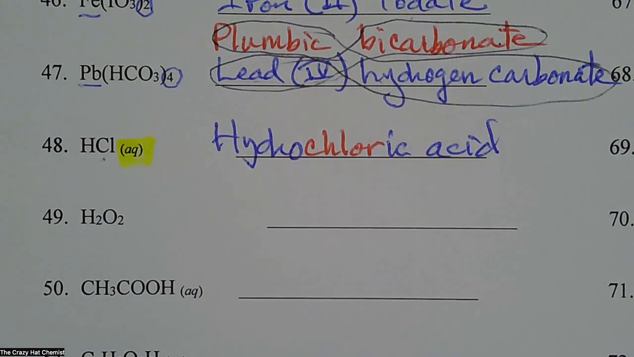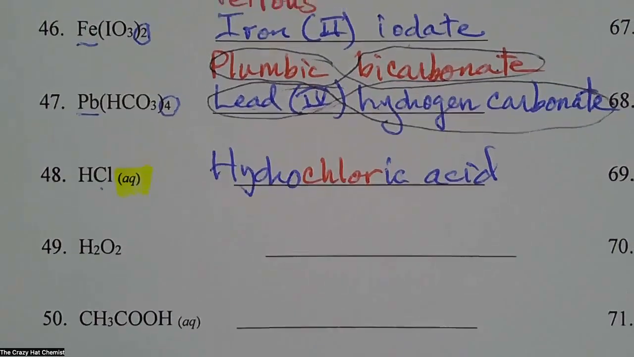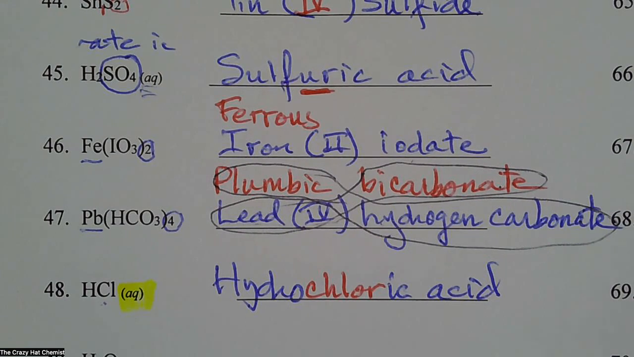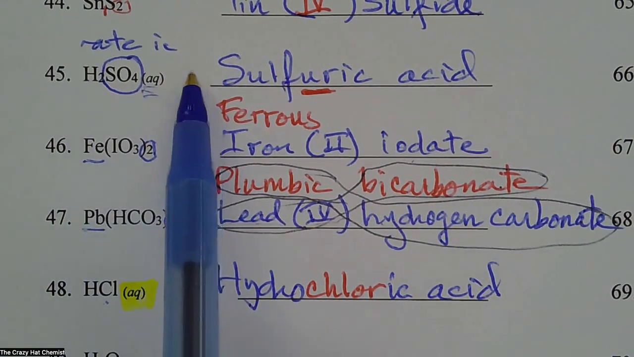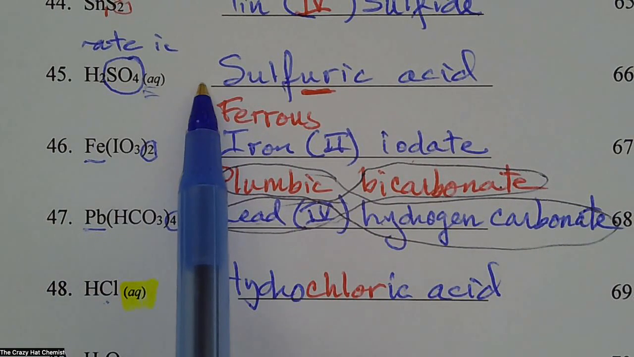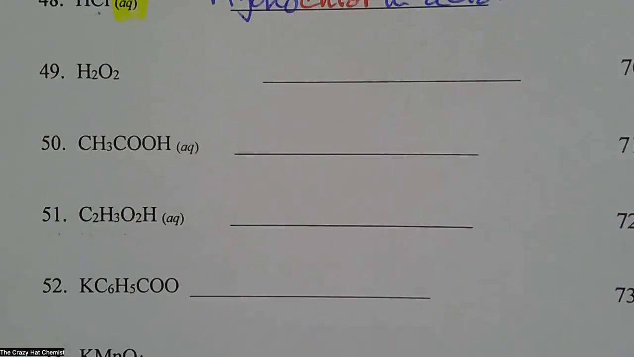So hydrochloric acid. And I want you to go back and look at number 26 and see that number 26 also has hydro root word ic acid. And I want you to look, and I'm going to pull this back down to number 45 and notice that there is no hydro on polyatomic ion acids ever. No hydro on polyatomic ion acids ever. Okay. All right.